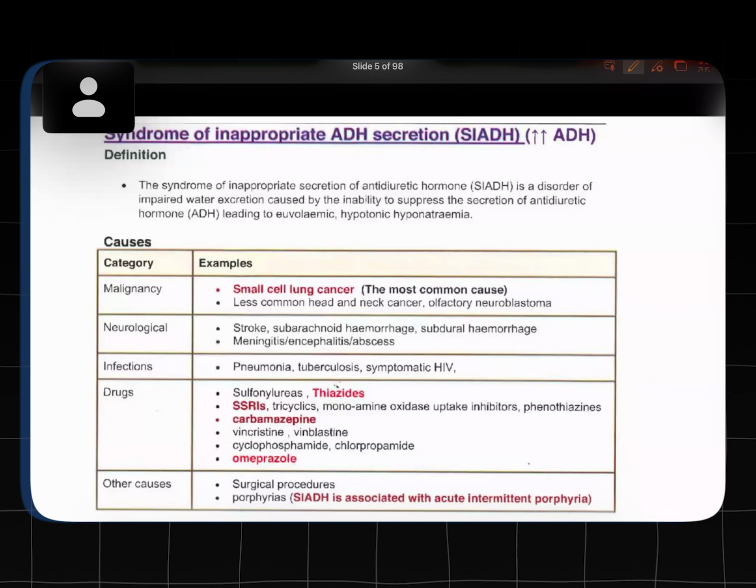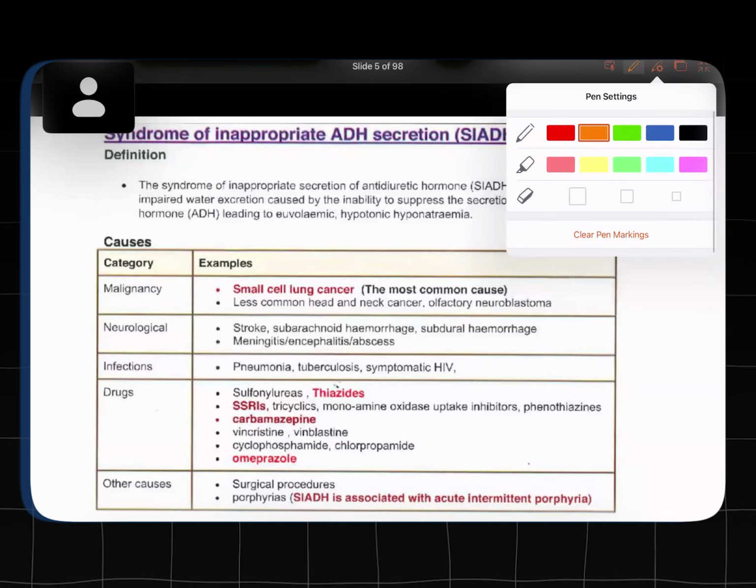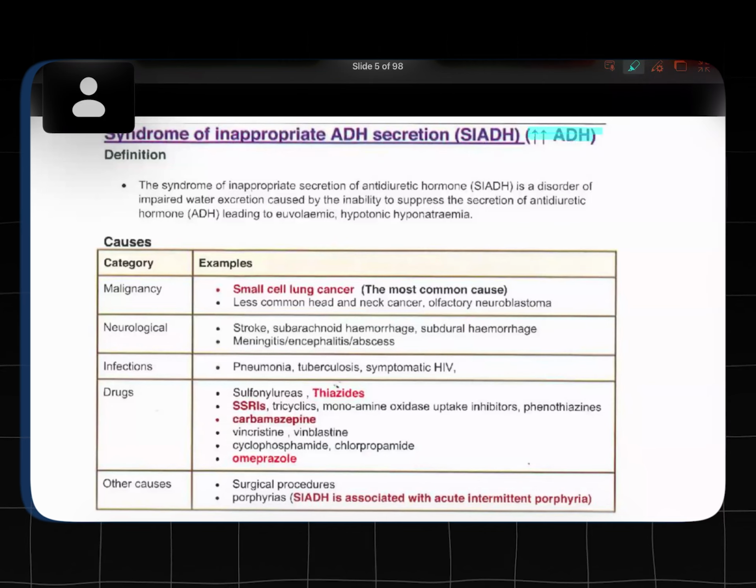Next is SIADH, syndrome of inappropriate antidiuretic hormone release. That is increased ADH. The ones marked in red have already appeared in the exam. The most common cause is small cell lung cancer. The other common causes are other cancers. It can follow a neurologic condition, which can be a hemorrhage, meningitis, or CVA, that is cerebrovascular accident. Similarly, tuberculosis and HIV can also cause it. Drugs, very important.